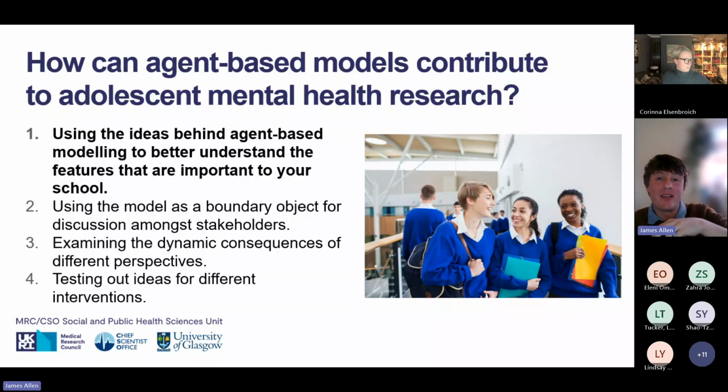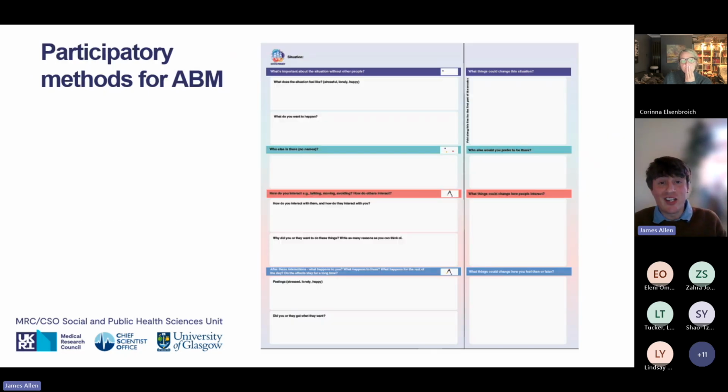This first question: how can these agent-based models contribute to adolescent mental health research? Well, first is to use these ideas of dynamics and the model to better understand features that are important in your school. So what I'm going to present now is a participatory tool, what we call the interaction sheet, that even if you don't intend to build an agent-based model, you can still use to tease out very important features from your school. And I'll give some examples around that.